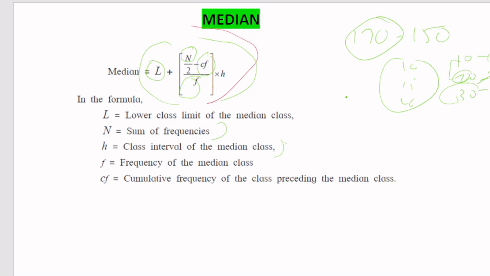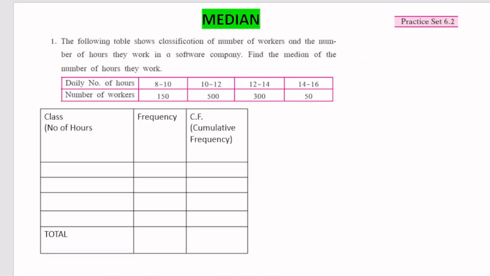Here it's called class interval. Let's see with the question number, then you will understand in detail how it is happening. So let's see this question, which will clear all your doubts. The following table shows classification of number of workers and the number of hours they work in a software company, and the median of number of hours they work.